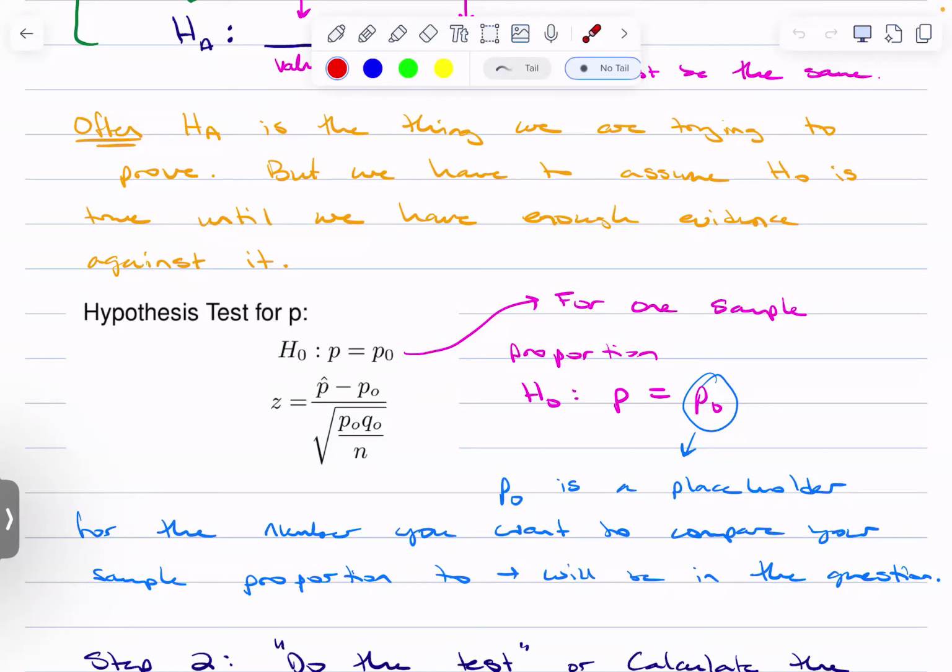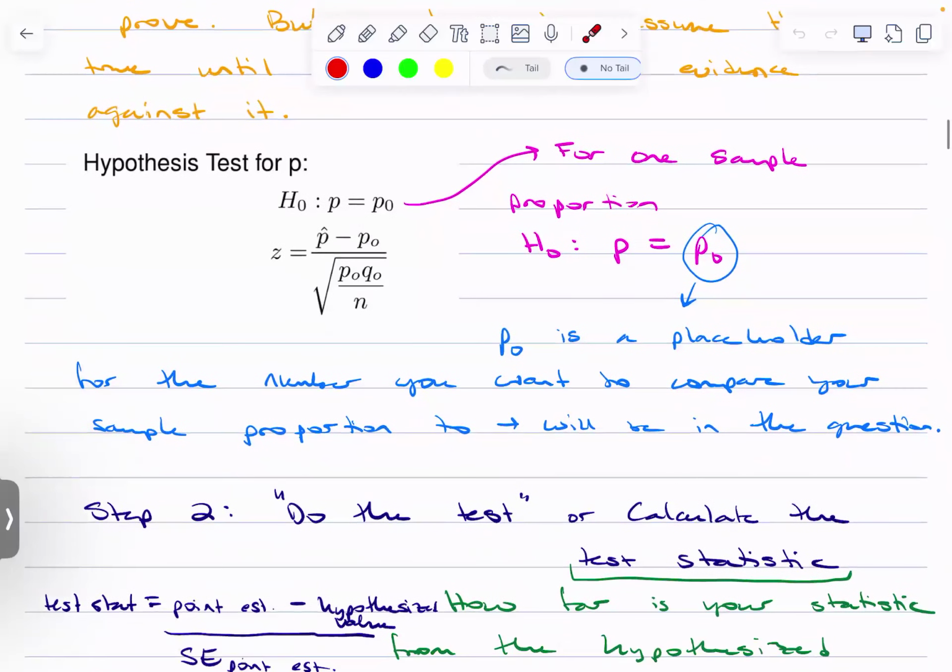Shouldn't say just. But on your formula sheet, once you've decided you have a 1 sample proportion type of question, then I tell you, okay, if you're doing a hypothesis test, this is your null hypothesis. It is your job to figure out what P naught is. P naught is a placeholder for the number that you want to compare your sample proportion to, and it's going to be in the question. Okay?